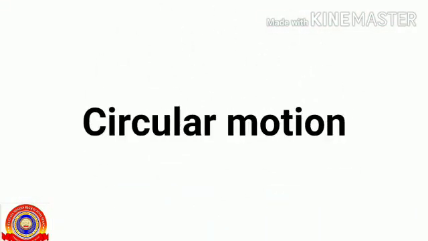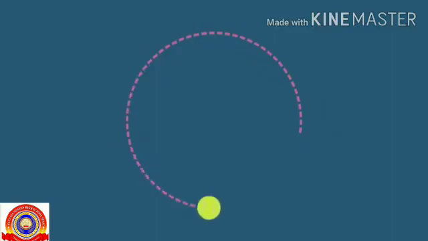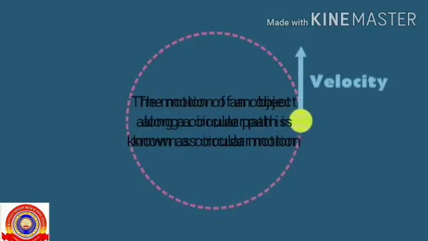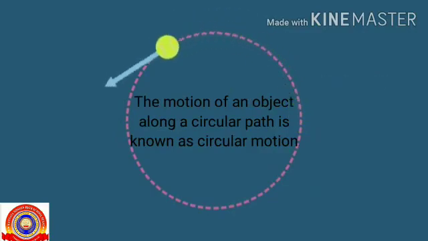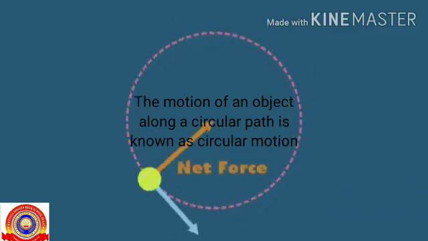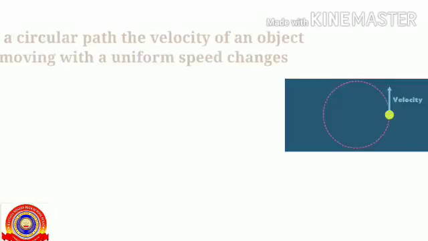Circular motion. So here you can see a figure. It shows the motion of an object along a circular path. So what is circular motion? The motion of an object along a circular path is known as circular motion.